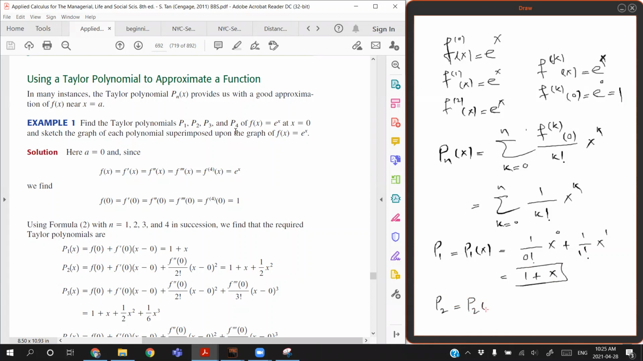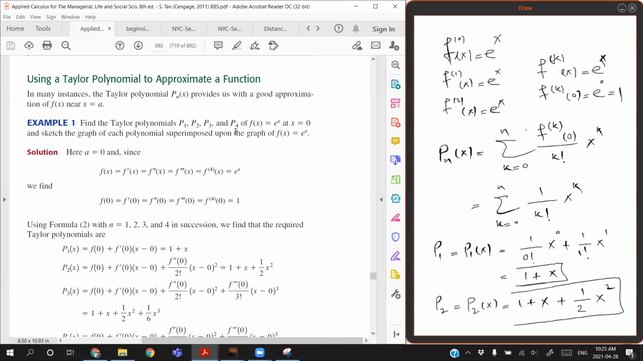Another notation would be p2 of x. So it's going to be 1 plus x, just like these two that I have. Then I also have the situation where k is 2. If k is 2, what do I get? I get 1 over 2 factorial, which is 2, x to the power of 2. So that's the next polynomial.